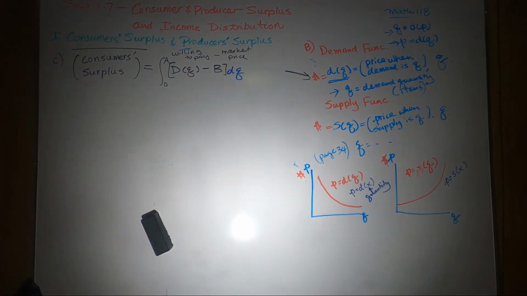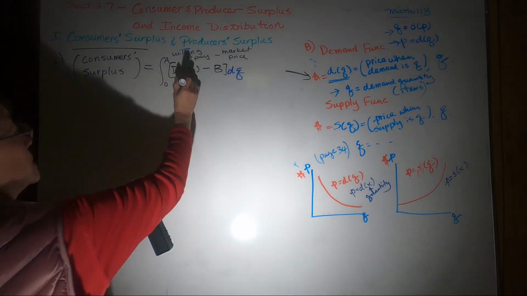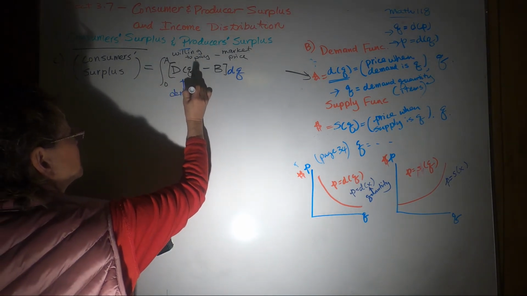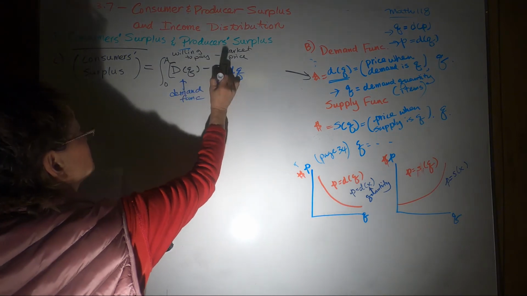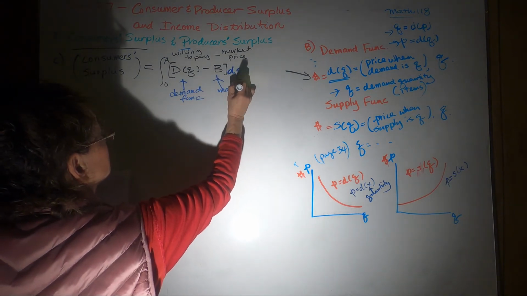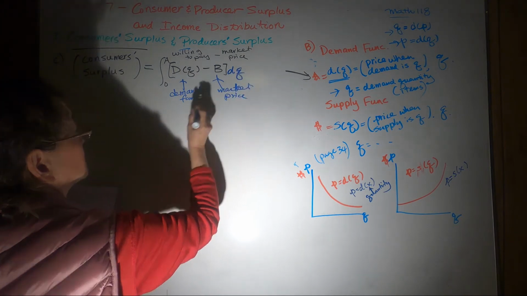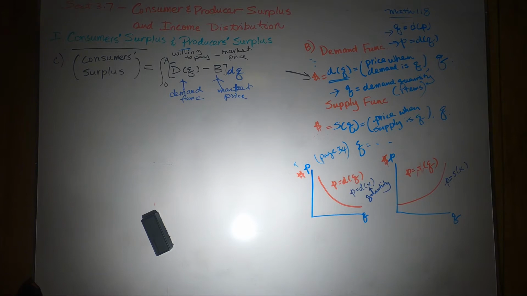Against the quantity. So this one is your demand function, right? Then this one will be what? Market price. Is that right? Okay? So depending on the quantities, then more quantities sold would be what? All the savings the consumers have. Is that right?